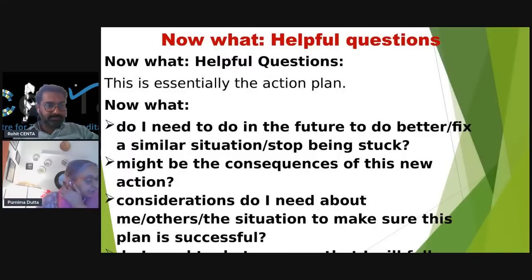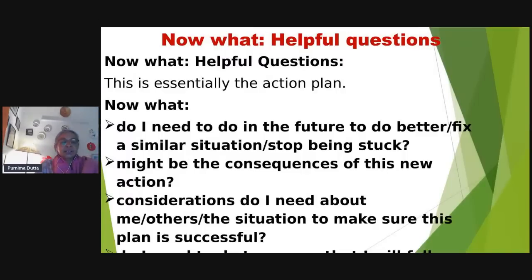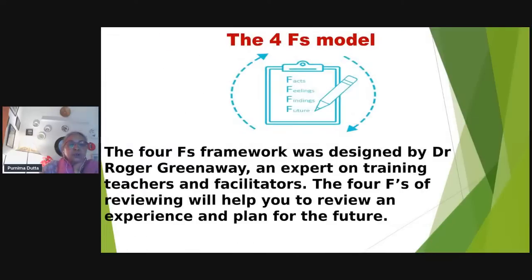All right, so I'll speed this up. The next model, this is pretty easy and straightforward, I hope. The next model is called the four F's. The four F's are facts, feelings, findings, and future. Pretty much the same thing.